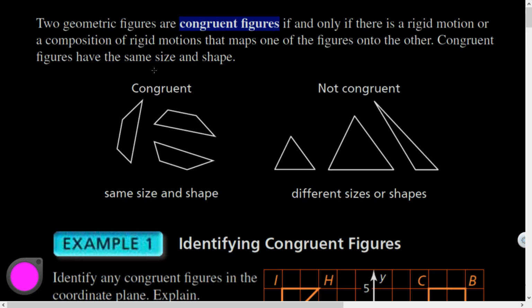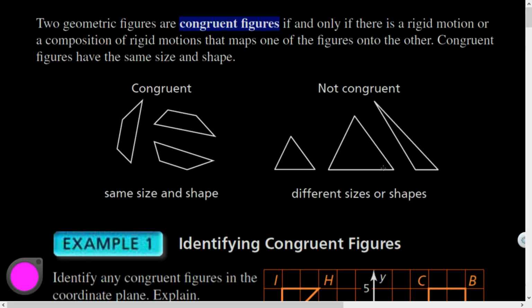Congruent figures have the same size and shape. I like this explanation a lot. That's not like the official definition, but that's a good way to think about congruence. Same size and shape versus these are the same shape but different sizes. And these are just different shapes. Yes, they're both triangles, I understand, but they're not the same triangle. They have different ratios of sides and different angle measures. So that's the idea of congruence.